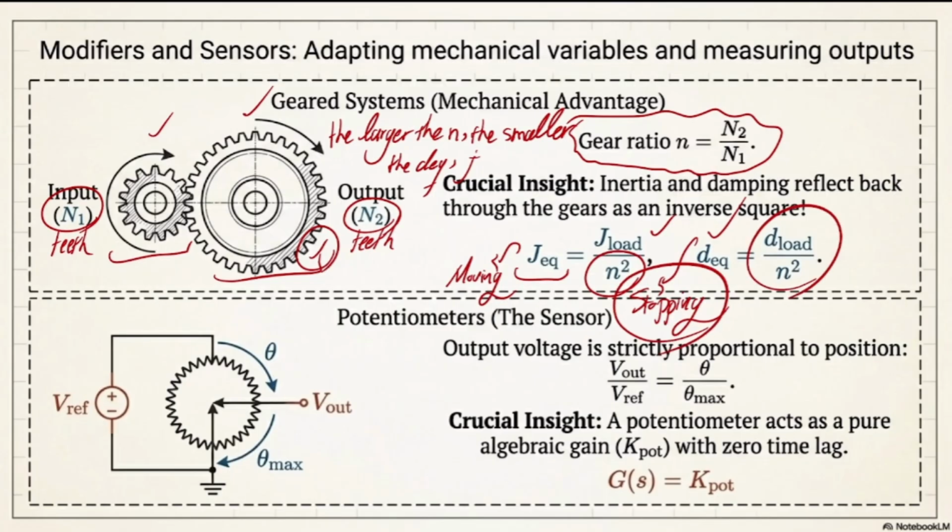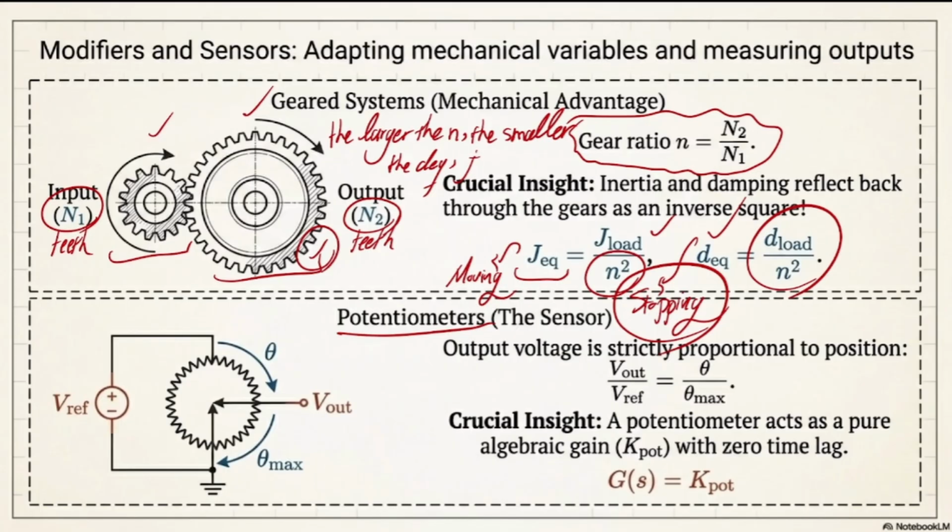So when your D load is divided by N2, the same thing is going to happen. Not only can we move it faster, but we can also stop it faster. On another hand, we have another concept, which we call the potentiometer. The potentiometer acts as a variable resistor, or we can just call it a sensor.